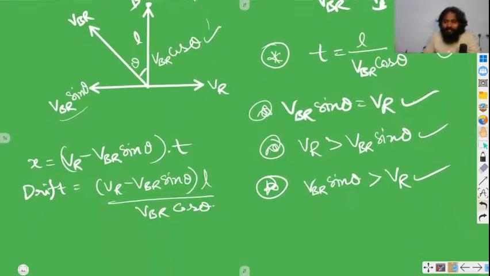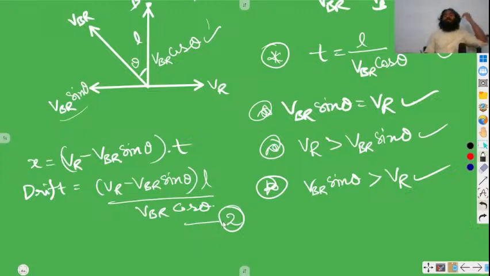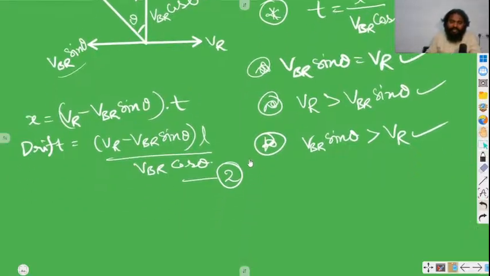This is the formula for the drift. Now here, condition 1: he will ask you to cross the river in the shortest time taken path.